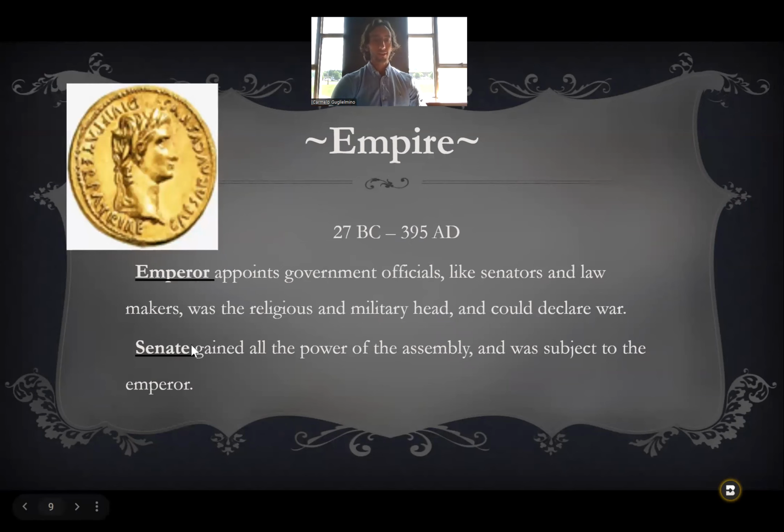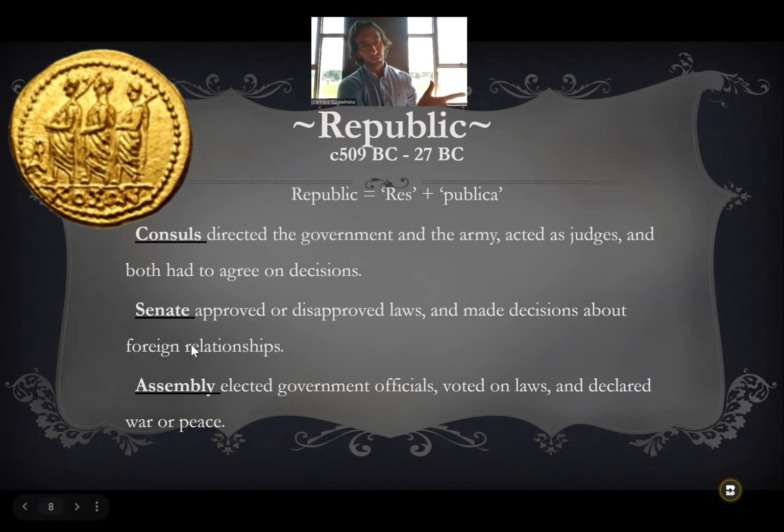The Senate was also still around. Okay, they approved and disapproved laws, made decisions about foreign relationships, and they acted as representatives for the people still. So again, still a very firm presence in the republic. We also had the assembly, which were the elected government officials who voted on laws and declared war or peace. Okay, that was sort of the voice of the people underneath the Senate.